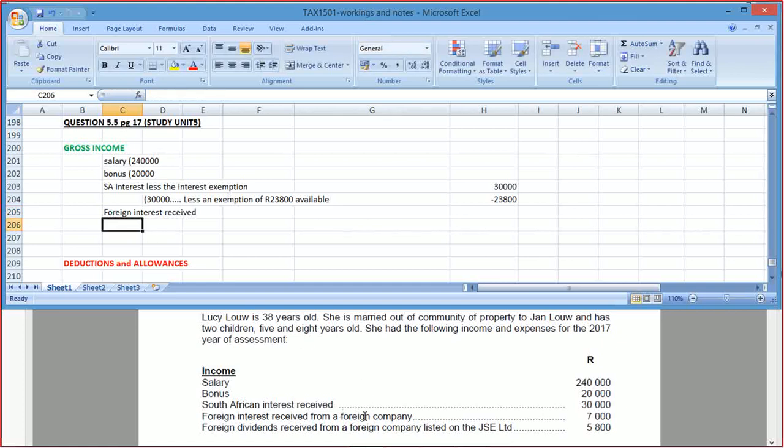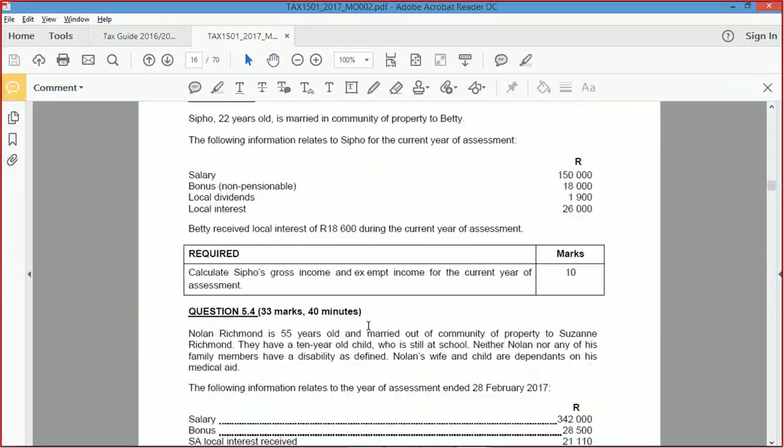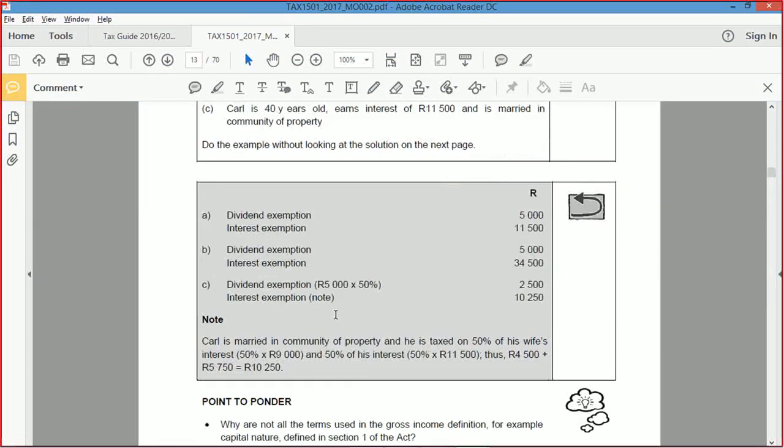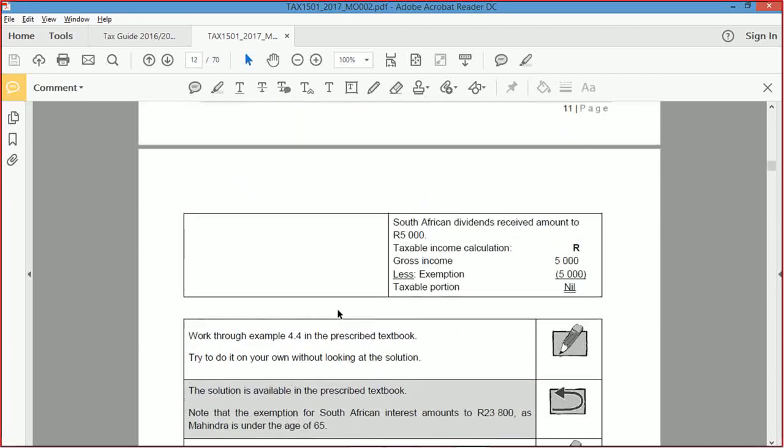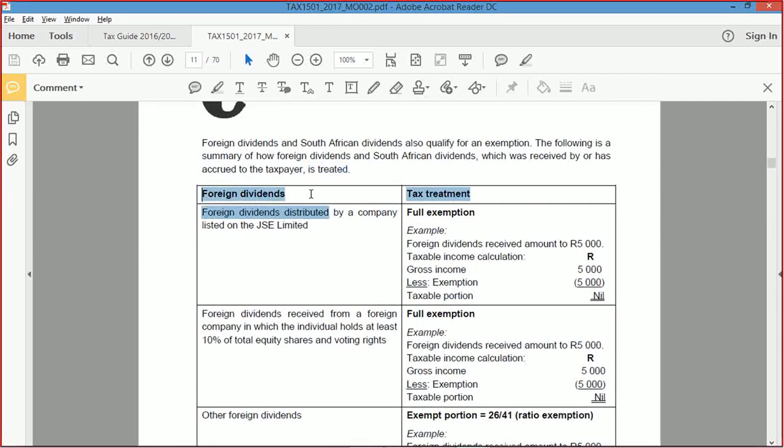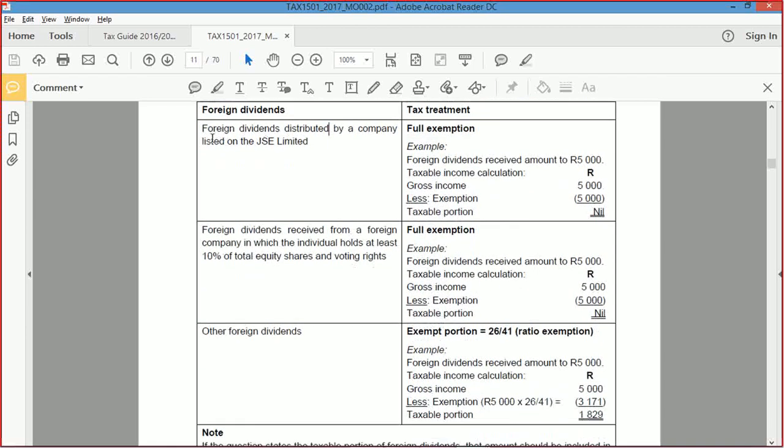Foreign interest received from a foreign company. Okay, this is foreign interest received. If it's a foreign company, then what must you do? Isn't it exempt? No, it's foreign interest. Remember, only the dividends may have an exemption. Because this is foreign interest, you're going to have to put all of it in. 7,000, because it's interest. Remember, the foreign dividends only apply to this table.